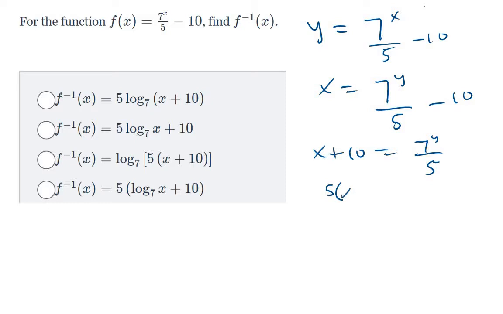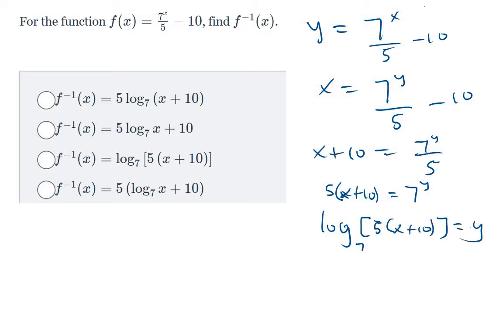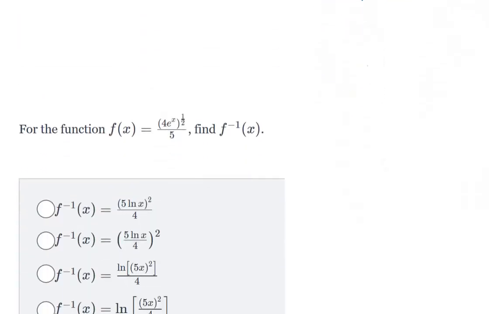So 5 times x plus 10 equals 7 to the power of y, and then we can take log of both sides. So log base 7 of 5 times x plus 10 will give you y. So you write it as the inverse, and the correct answer there will be this one, letter C. All right. The next sort of problem you're going to do.